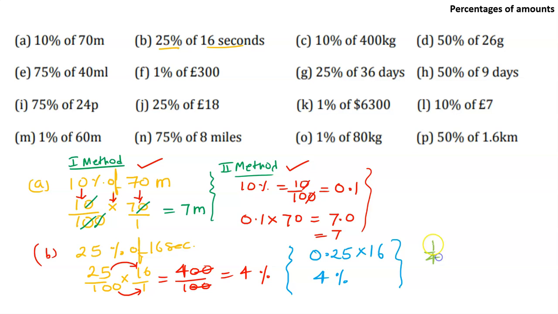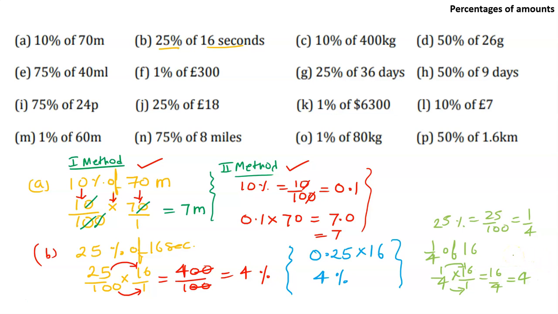If you don't like this method, you can go for another method, that is, you can say 25% is basically 1 by 4. So 25% means 25 divided by 100, that is 1 by 4, and 1 by 4 of 16. So 1 by 4 of 16 means 1 by 4 times 16 divided by 1. So 16 times 1 is 16, 4 times 1 is 4. So we got 4. Okay, so this is the way.